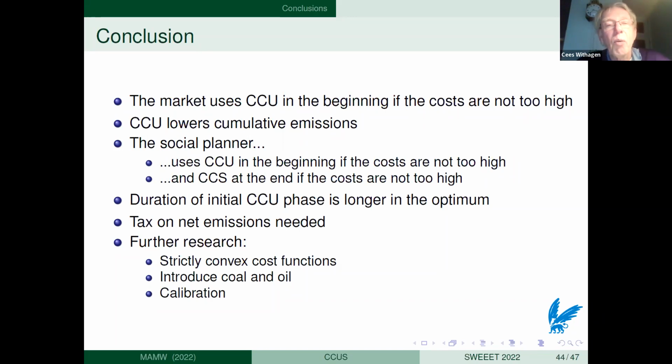We would like to go back to strictly convex cost functions. We would like to introduce more types of fossil fuel, because coal and oil and gas have really different properties that are not taken into account here. And we still have to do some work on calibration. I think I should stop here. So a lot of work to do, but we are enthusiastic. Thank you for your attention.